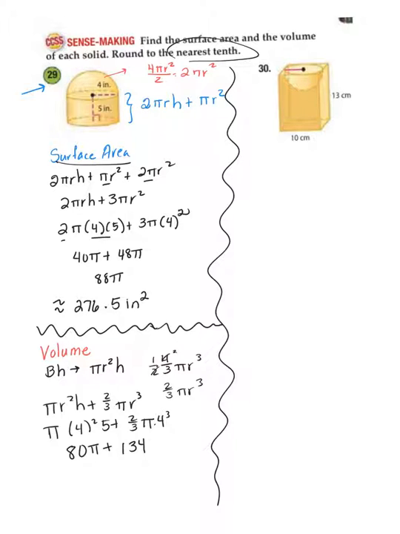So 80 pi is 251.3 plus 134 gives us approximately 385.3. And since this is volume, this is going to be cubic inches.